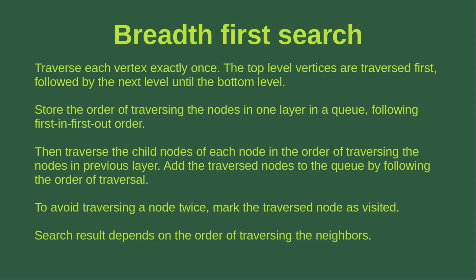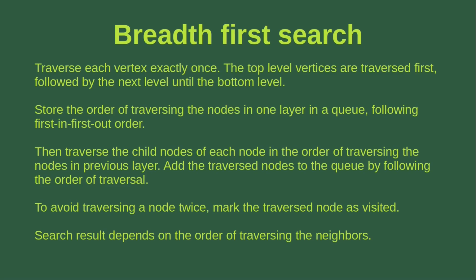In this video, I'm going to discuss the breadth-first search. So the idea is like this. For breadth-first search, we need to traverse each vertex exactly once. The top-level vertices are traversed first, followed by the next level until the bottom level is traversed.